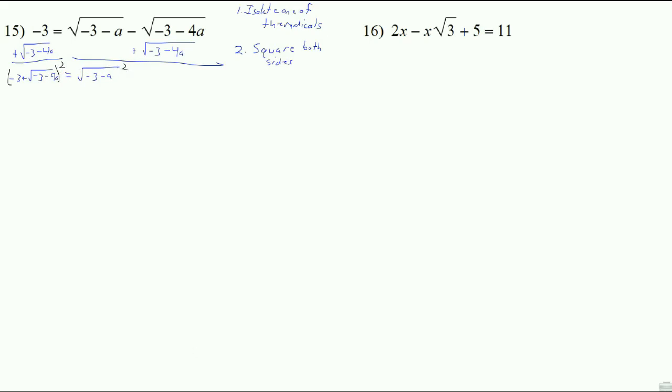Now on the right side, we just have a square root squared. So when we square just a square root, they are inverses of each other. So the square root cancels with the squared. So on the right side, I'm going to give myself a little bit of space here. We got -3 minus a. On the left side, squaring, this isn't just a square root, it's two things added together. So it's a binomial, so we're going to go ahead and multiply it by itself.